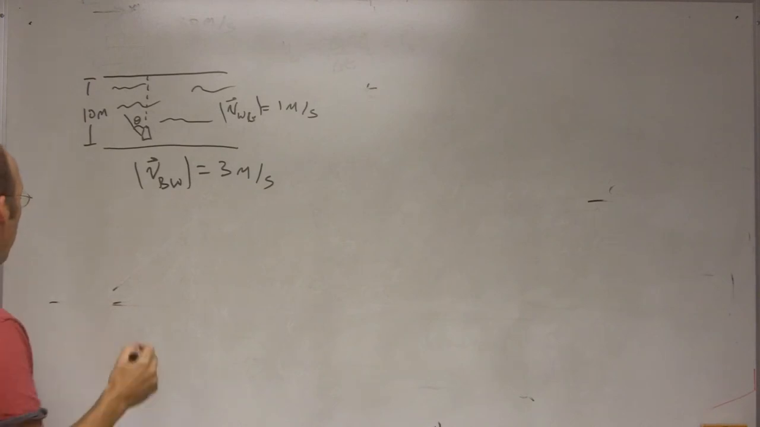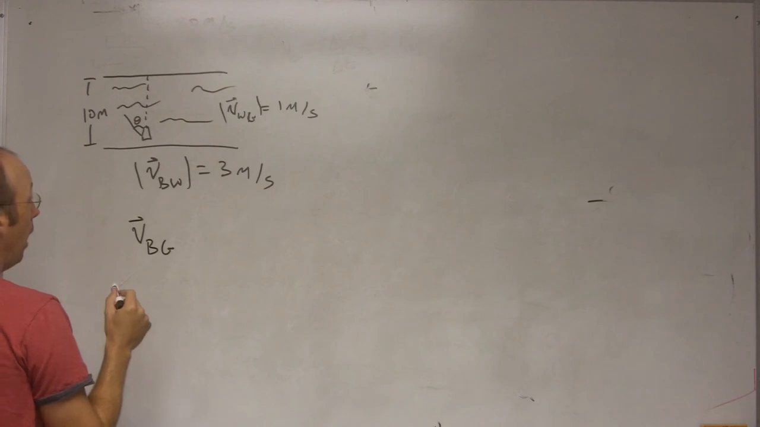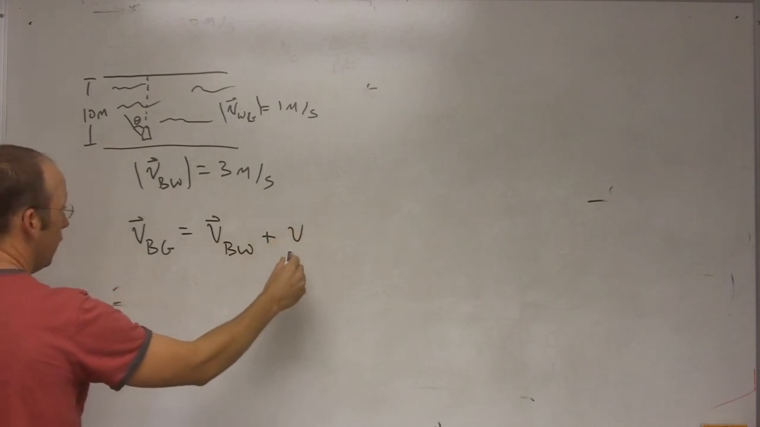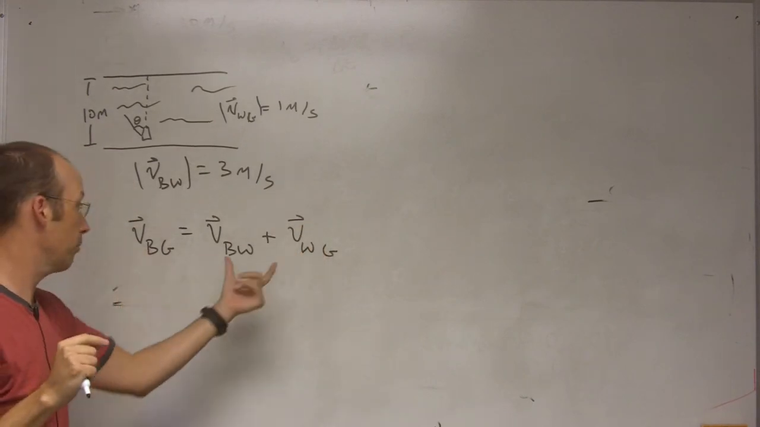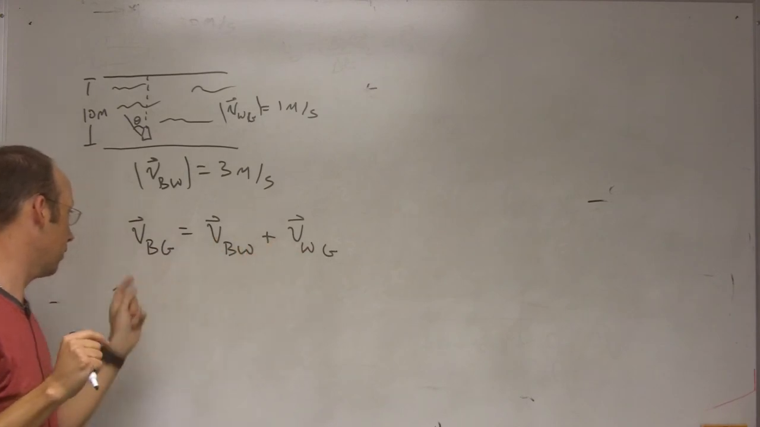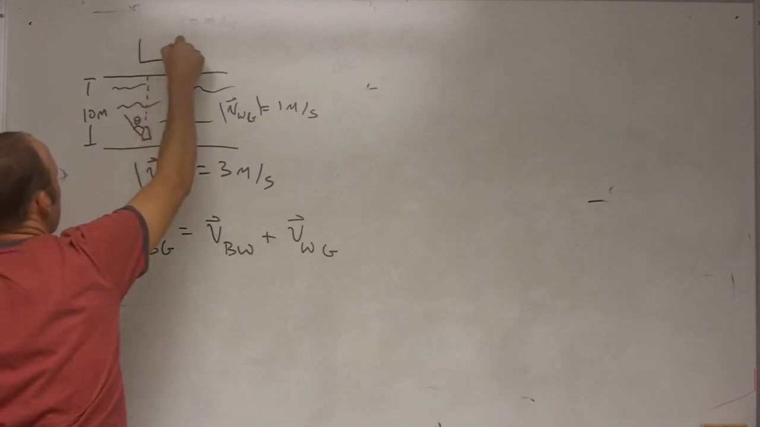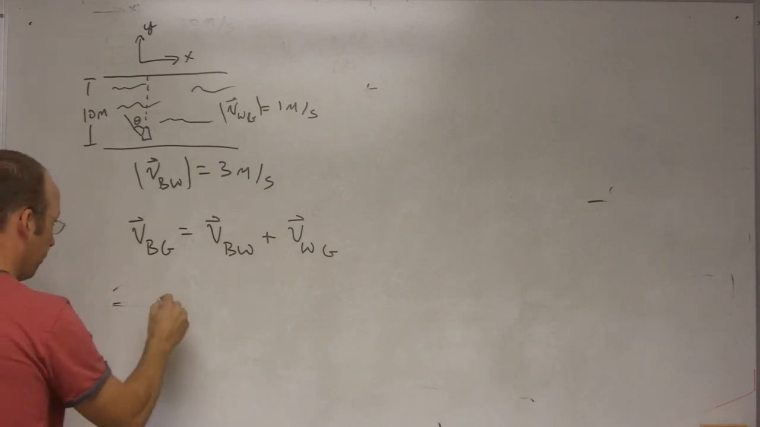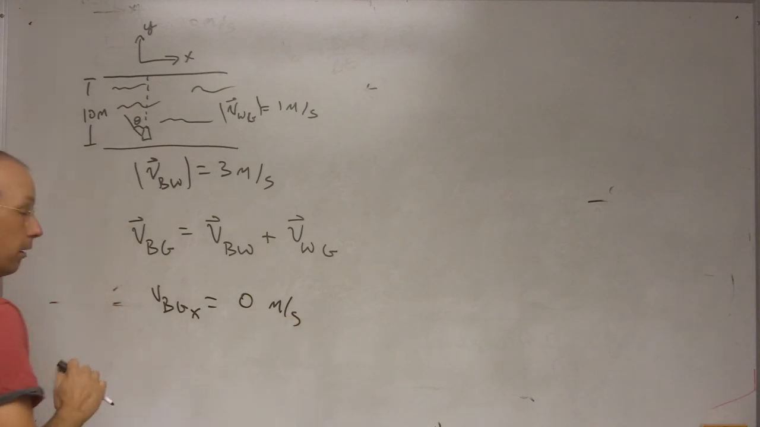So if I want to find the velocity of the boat with respect to the ground, that's going to be the velocity of the boat with respect to the water as a vector, plus the velocity of the water with respect to the ground. If I add those two things, the trick to remember is that if the subscripts are in the middle, then I get the ones on the outside. I show you how to do that in the book. So what do I know about the velocity of the boat with respect to the ground? Let me call this the X, Y axis. Then the velocity of the boat with respect to the ground in the X direction is going to be 0 meters per second. I want that to be true.